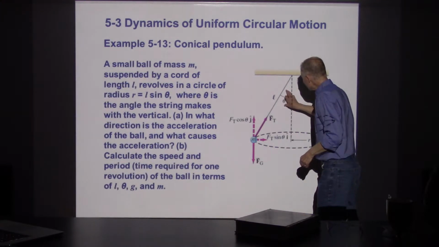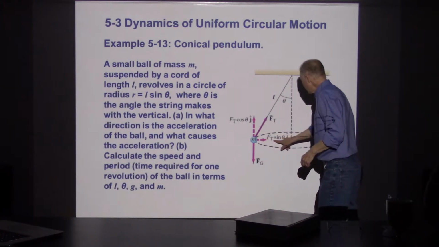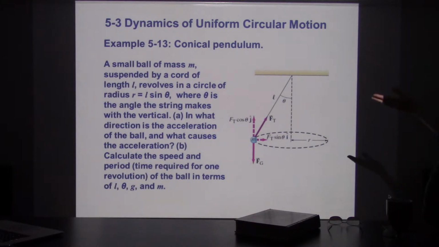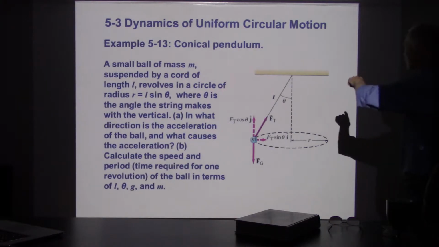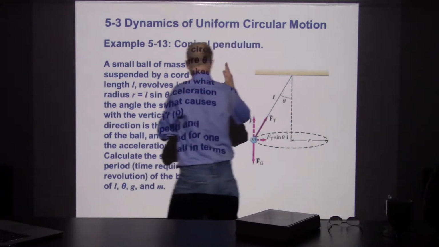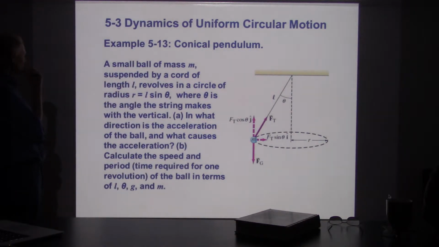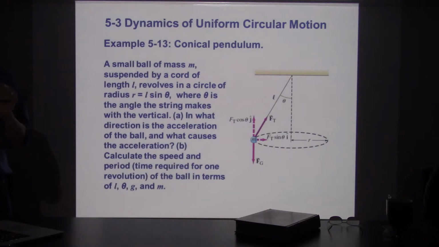And then we want to take the sine of theta to get the opposite side of that triangle. So r is going to be equal to L sine theta, just like they say, where theta is the angle between the vertical and where the string is that makes up this cone. Now, what direction is the acceleration in? And the acceleration is towards the center of the circle.